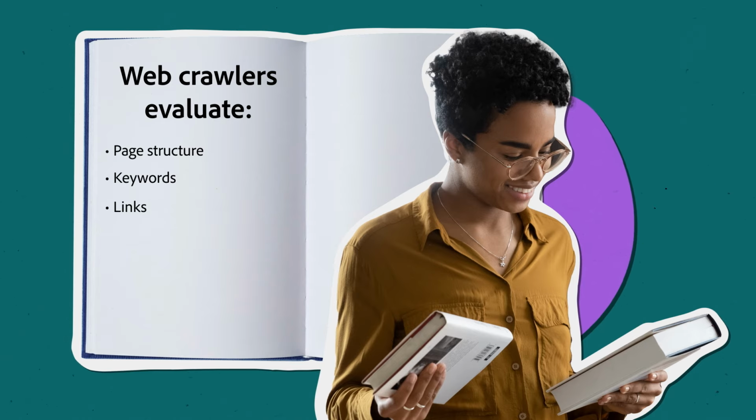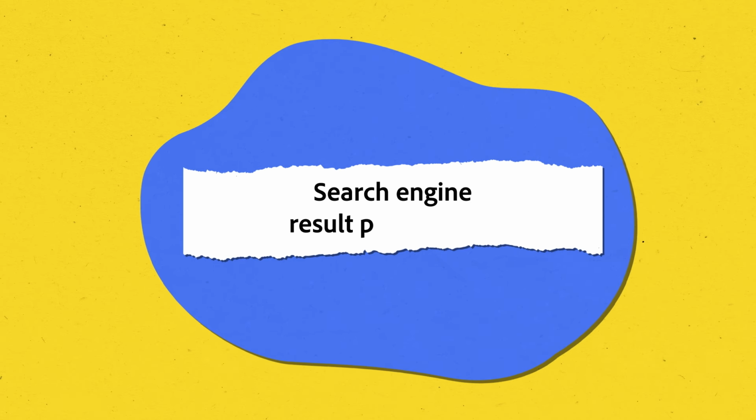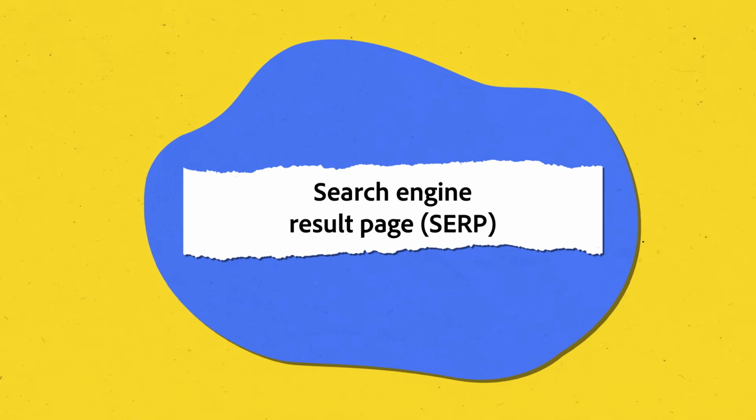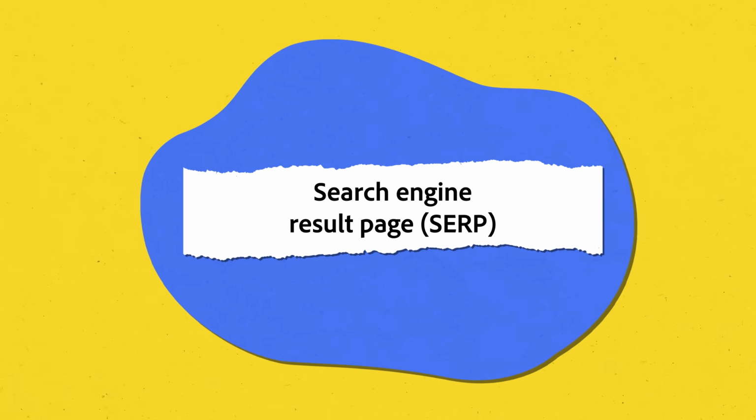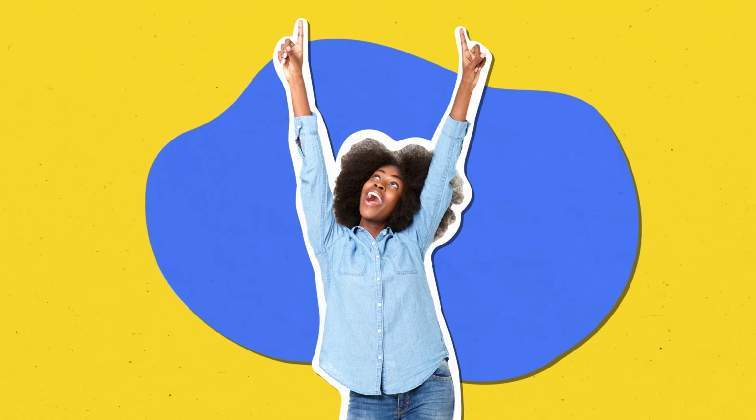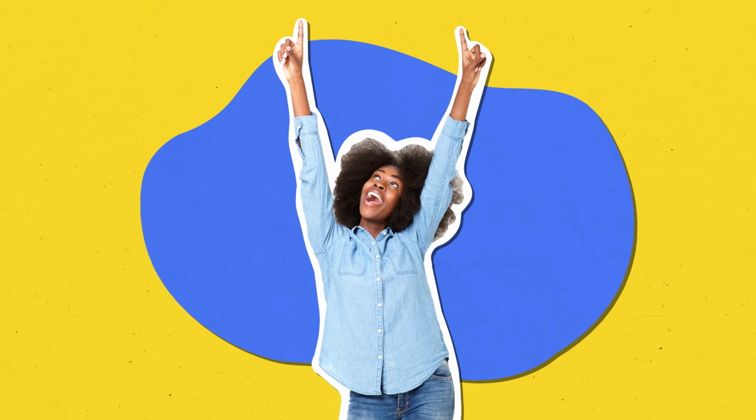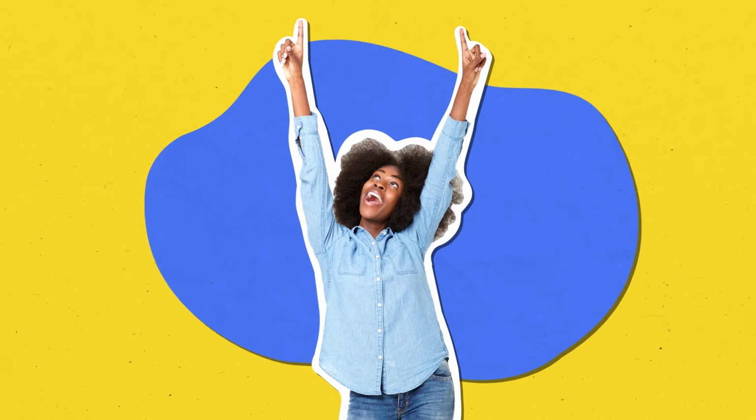And that brings us to the search engine result page, or SERP. The SERP is where users see a list of links after entering a query. Your goal is to rank as high as possible on this page. Why? Because 75% of users never scroll past the first page of results.